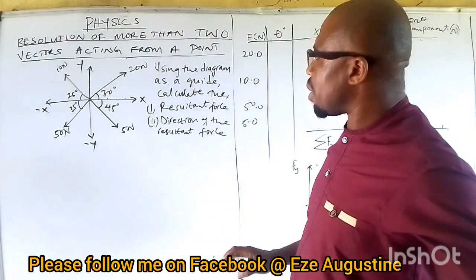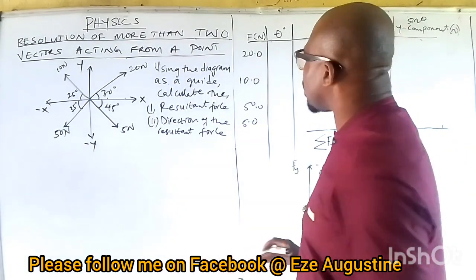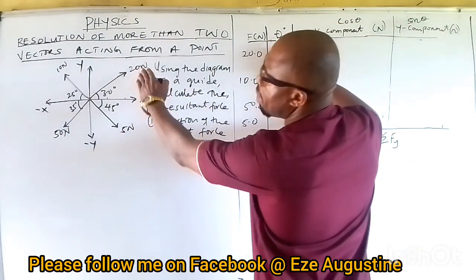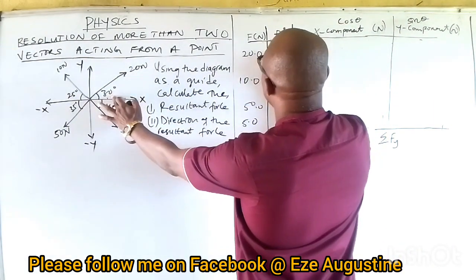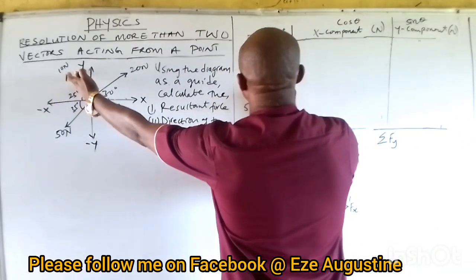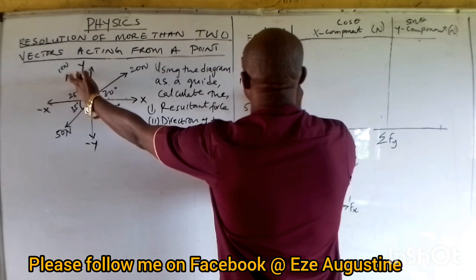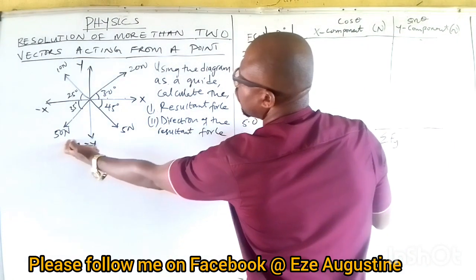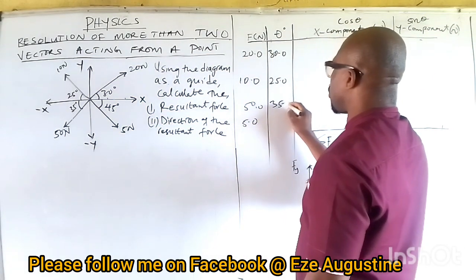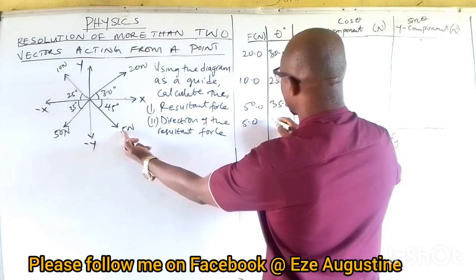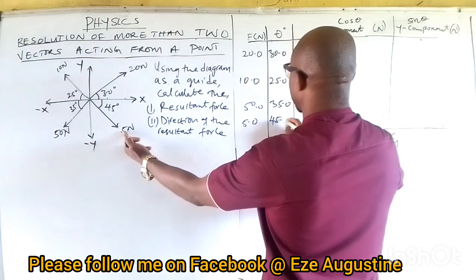Now remember that if we are solving this, these are angles. This one is corresponding to this, so we have 30.0. The 25 is corresponding to 10, so we'll have 25.0 here. 35 is corresponding to 50, so we can have 35.0 here, while 45 is corresponding to 5, so we have 45 here.